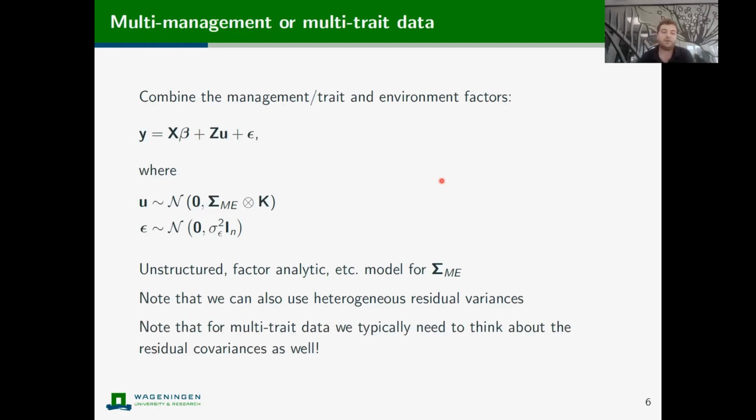And one final note, because I'll be talking about G by E by M as well as multi-trait G by E, so to speak, or genotype-by-environment by trait models. If you have multi-trait data, let's say plant height and grain yield, traits that are measured on the same plants, that also means that you need to keep residual covariances in mind. So in that case, the distribution for these residuals would be a little bit more complicated and also involve some sort of covariance matrix that we need to estimate.